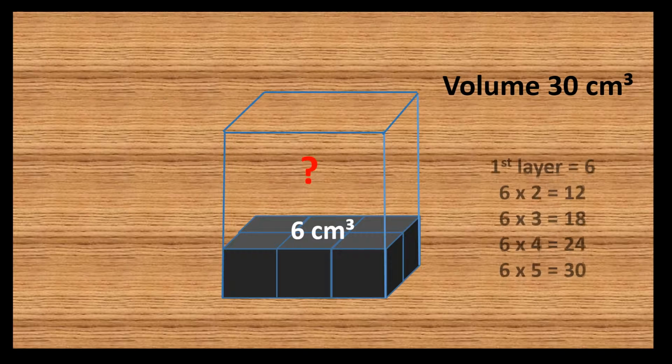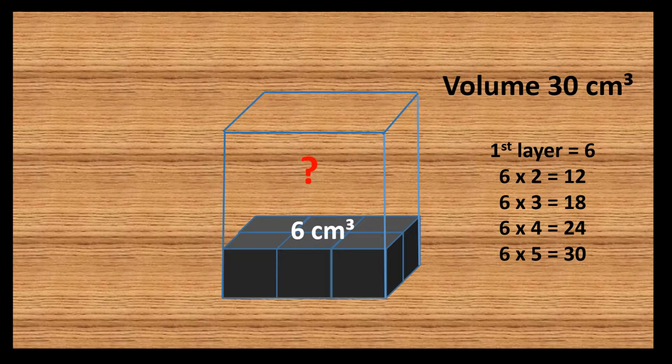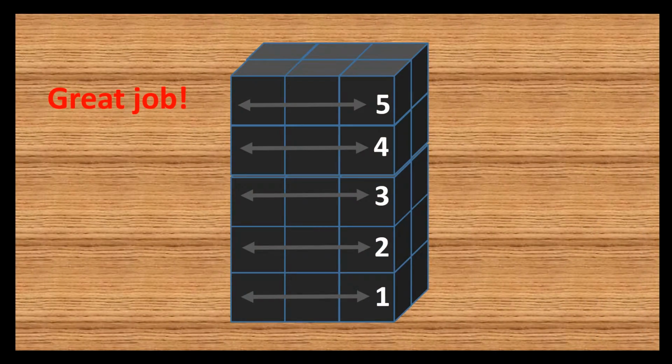Starting with 6 for the first layer. Then 6 times 2 equals 12. 6 times 3 equals 18. 6 times 4 equals 24. And 6 times 5 equals 30. The answer is 5 layers. Great job. Now let's go practice this in the classroom.